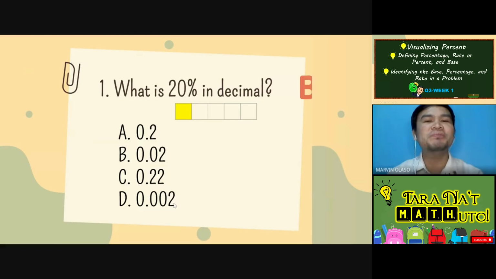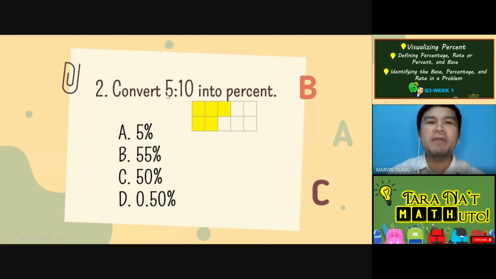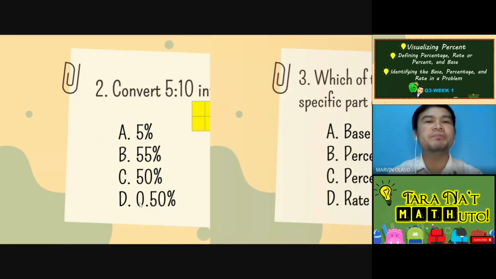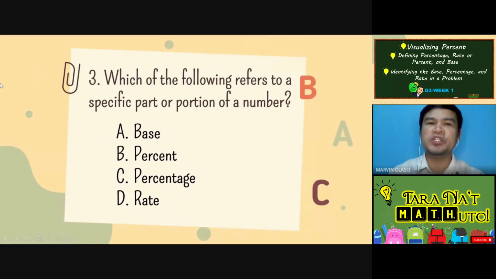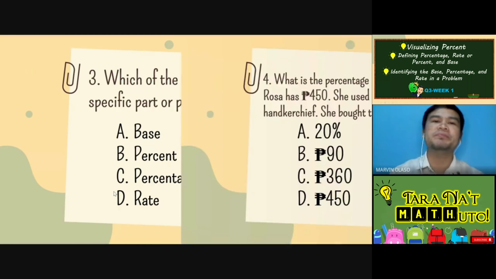Alright, number 2. Convert 5 over 10 into percent. Using the illustration, what do you think is that? A. 5%, B. 55%, C. 50%, D. 0.50 or 50 hundredths percent. Number 3. Which of the following refers to a specific part or portion of a number? A. Base, B. Percent, C. Percentage, D. Rate.